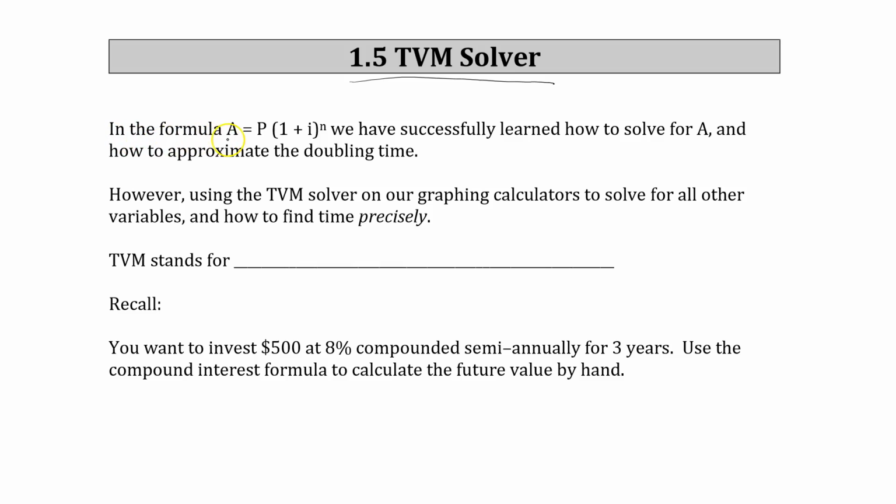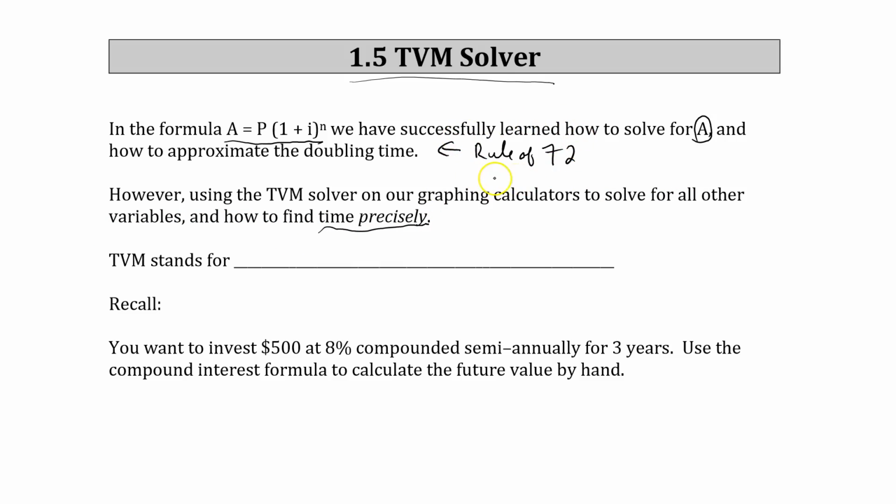So in the formula A equals P(1 plus i) to the power of n, we have successfully learned how to solve for A and how to approximate the doubling time. Now, this was the rule of 72. What we've also done is solve for that P algebraically. However, what we're going to be using now is the TVM Solver. And what's so great about the TVM Solver on our graphing calculators is we can use it to solve for all other variables and how to find time precisely.